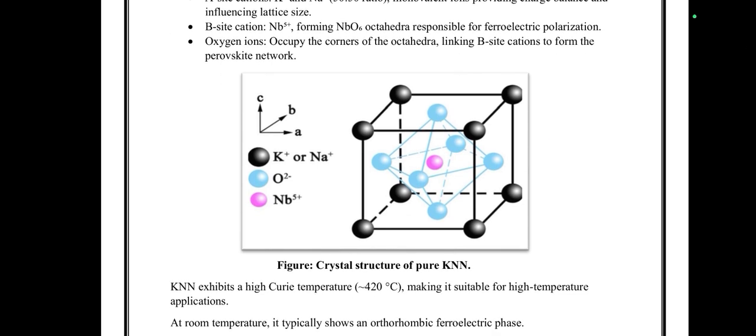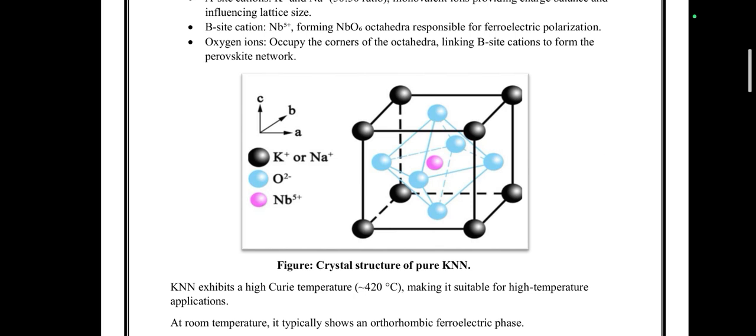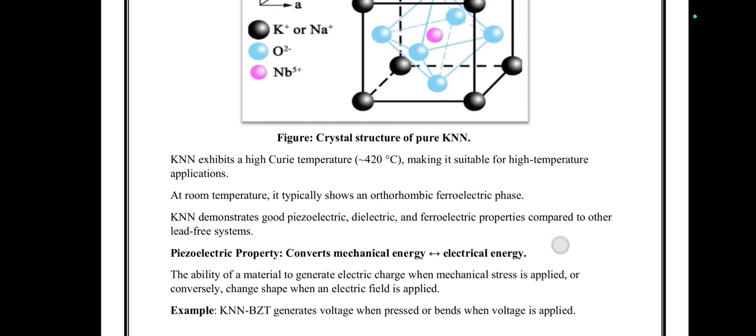As shown in the figure, crystal structure of pure KNN. Potassium and sodium ions are present at the corners of the cubic crystal, and niobium ions are present at the center of the octahedra, and oxygen ions occupy the corners of the octahedra that link B-site cations to form the perovskite network.